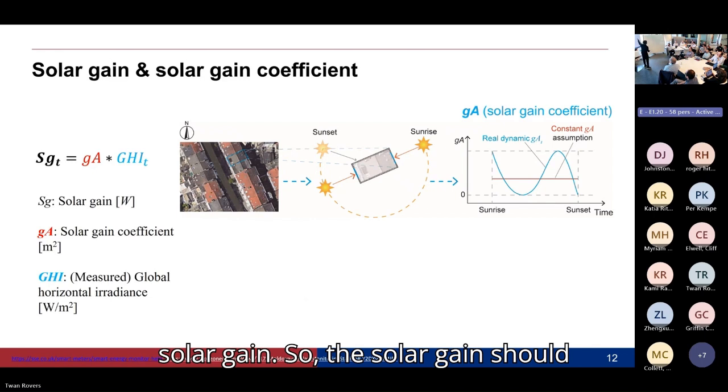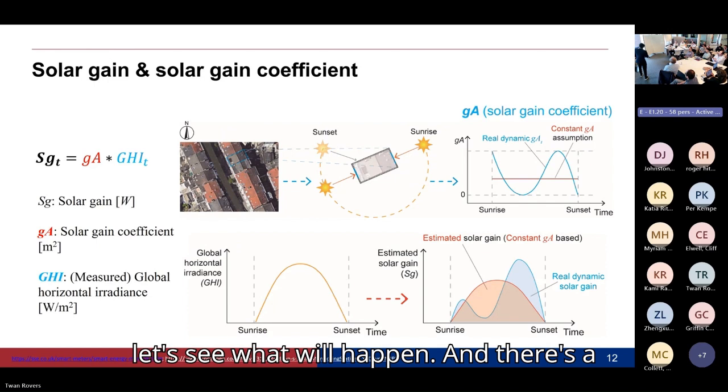So the solar gain coefficient should look like the blue curve: a peak value at the beginning and another peak value in the late afternoon. But it will force it to a fixed value. It will be a horizontal line. So let's see what will happen.